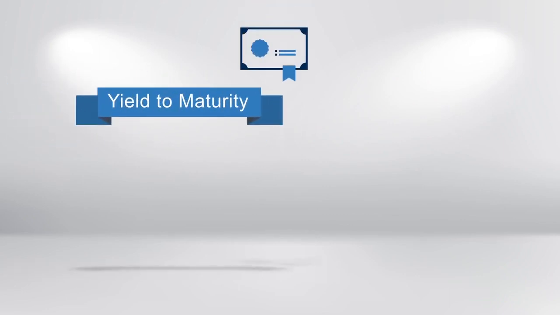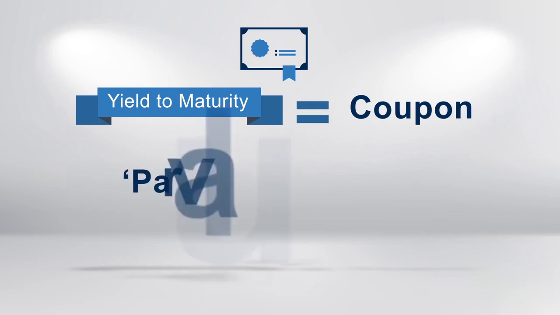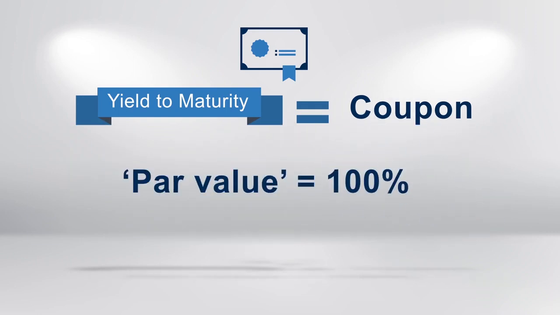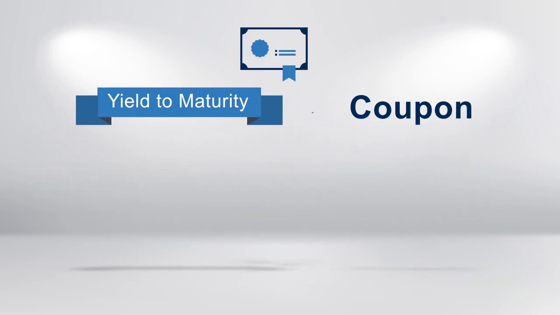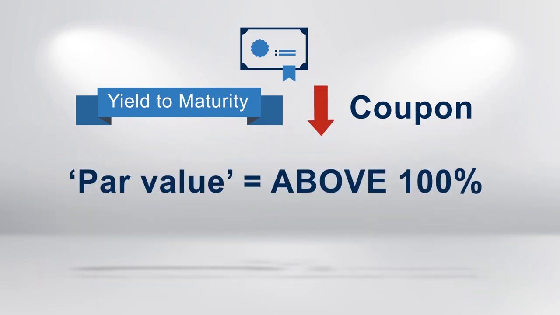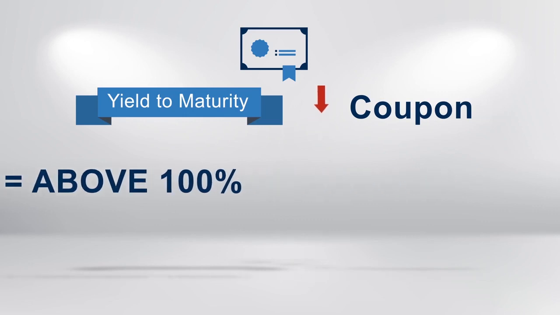If the yield to maturity of the bond is the same as the coupon, then the bond will be trading at its par value. That's 100%. If the yield to maturity of the bond is lower than the coupon, then the bond will be trading at a premium to its par value. The price will be above 100%.